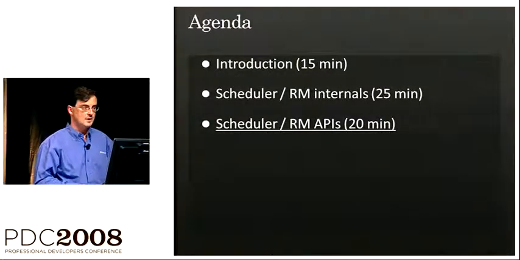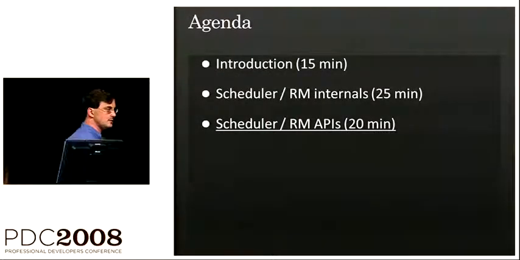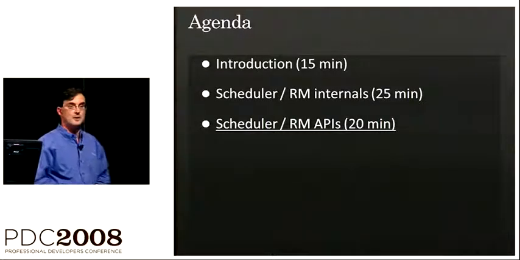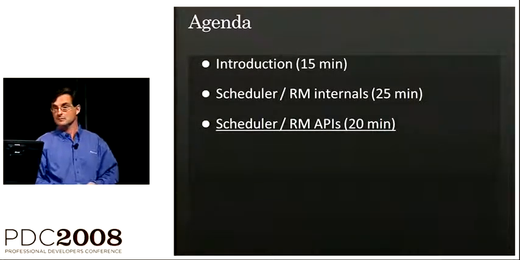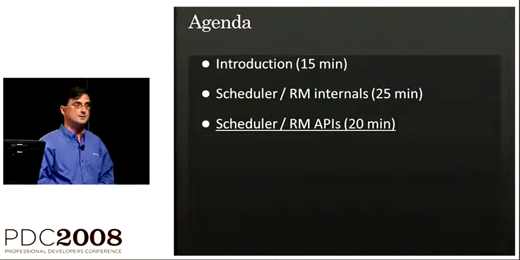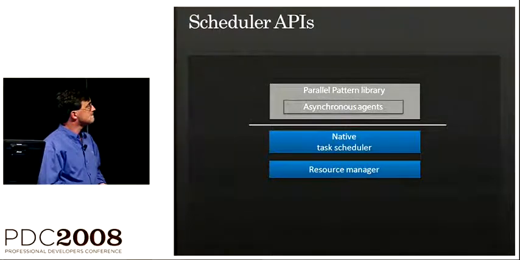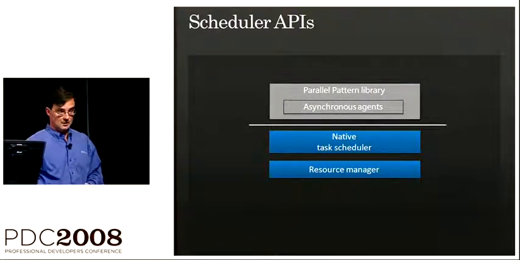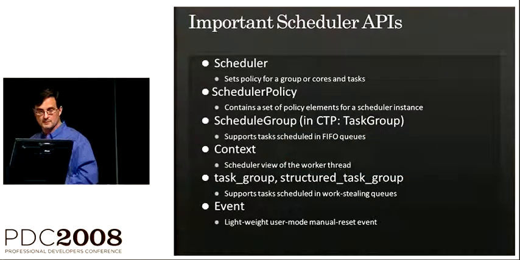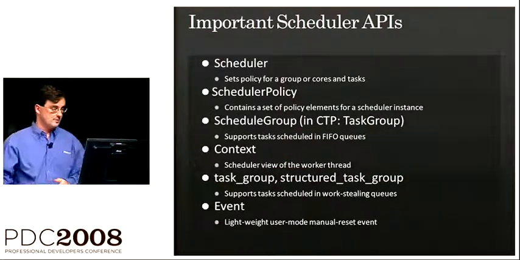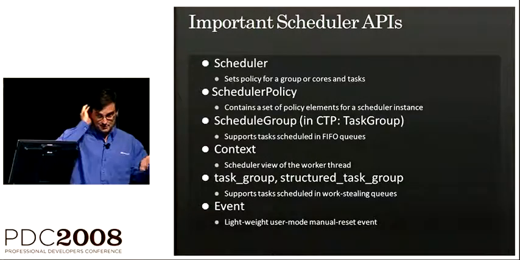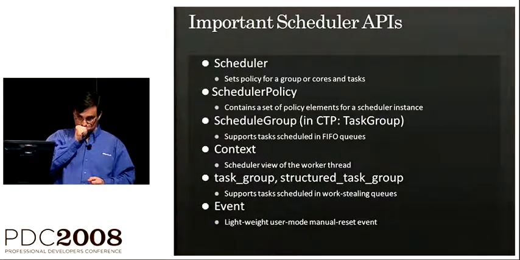Okay, that's a brief discussion of the internals, and I thought that we should talk a little bit now about the APIs and how to extend this. And we'll first talk about the API between the libraries and the scheduler. And I'll go through some of the important APIs. The scheduler, we've talked about this previously also, of course.